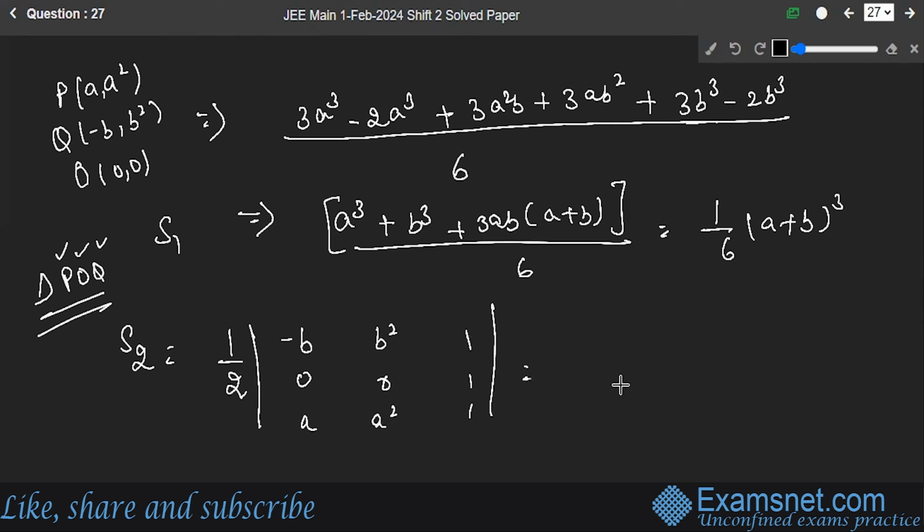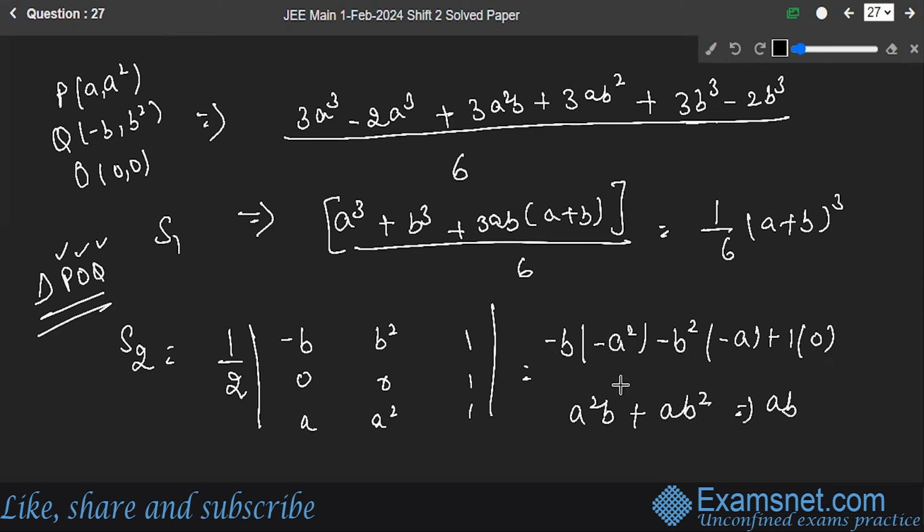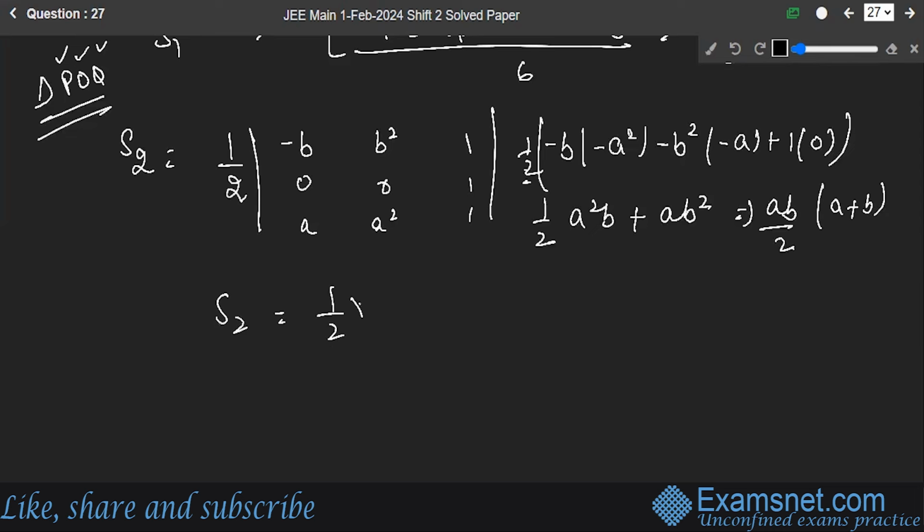This will be equal to, on solving, let's solve this. Okay, so this will be minus B into minus A square, minus B square into 0, and minus A plus 1. This will be 0. So this gives you A square B plus A B square. I'll be taking AB common, half over here. So AB by 2 common, brackets A plus B. I got S2 also. This is 1 by 2 AB (A plus B). What you have to find out was S1 upon S2.